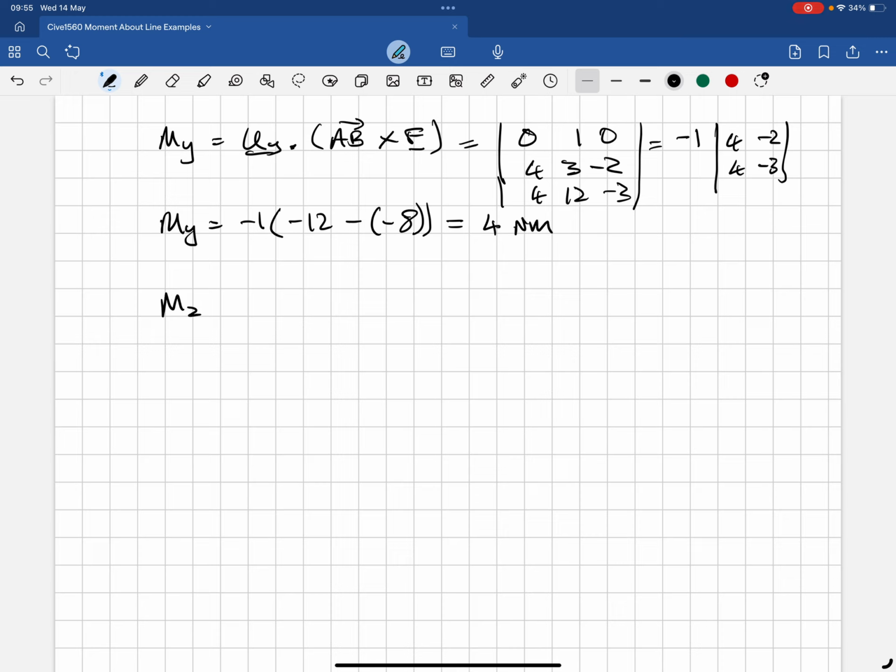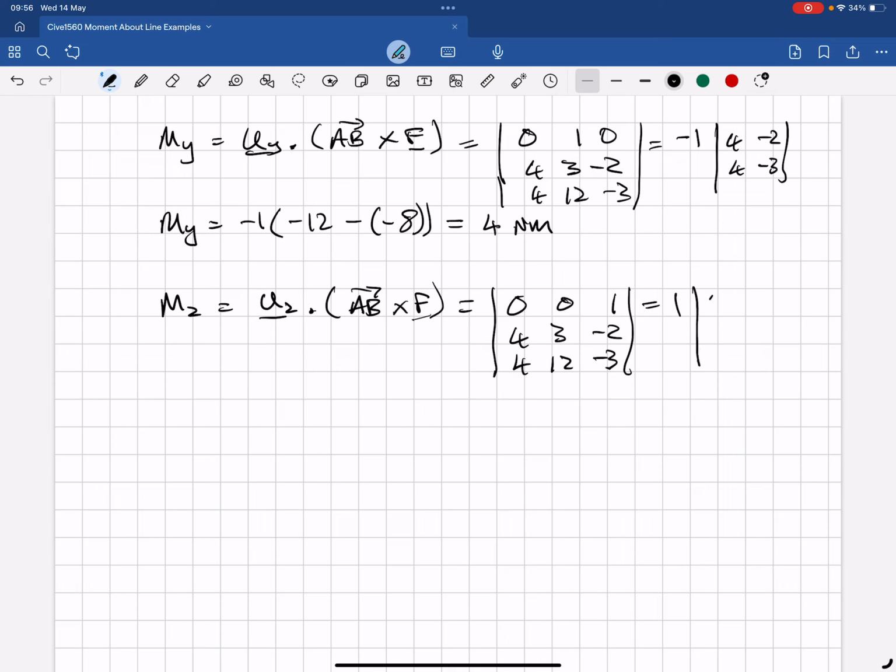And similarly, Mz is equal to uz dotted with AB cross F, 0, 0, 1, 4, 3, minus 2, 4, 12, minus 3, which equals plus 1 times determinant of 4, 3, 4, 12, which equals 48 minus 12 equals 36 Newton meters. Okay, there's the three moments of the force about each axis.